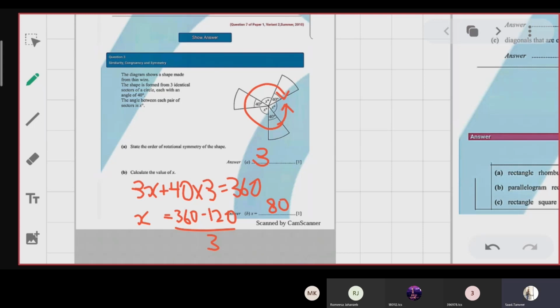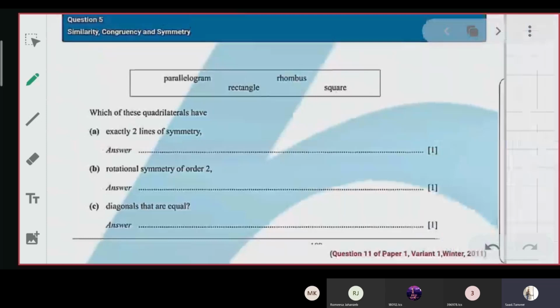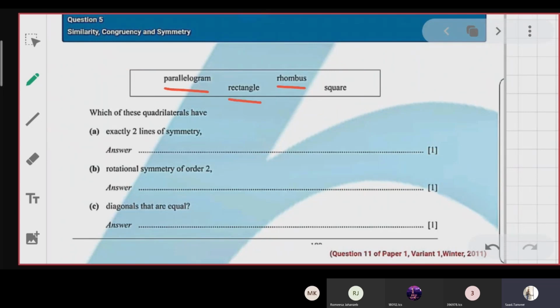Okay भाई, moving towards next question. Next question की बात कर लेते हैं. In the following case, they have given you the names of a couple of quadrilaterals: parallelogram, rectangle, rhombus and square. Which of the following quadrilaterals have exactly 2 lines of symmetry? Now they are asking about exactly 2 lines of symmetry. So bhai, is there any shape that is having 2 lines of symmetry?